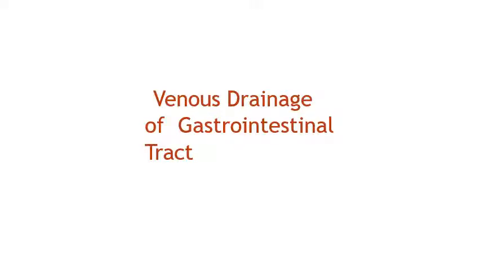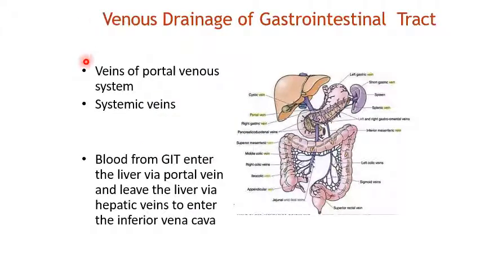Now we will study the venous drainage of the gastrointestinal tract. The venous drainage of the gastrointestinal tract consists of veins of the portal venous system and the systemic veins. Blood from the gastrointestinal tract enters the liver through the portal vein and leaves the liver via the hepatic veins and finally enters the inferior vena cava. Now the portal system we have already studied in detail. So we will study the other systemic veins.